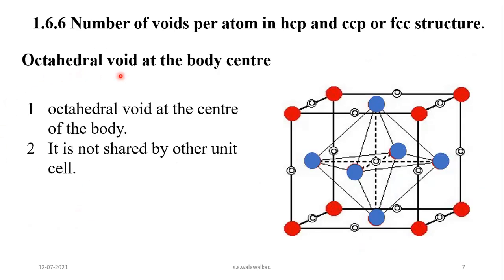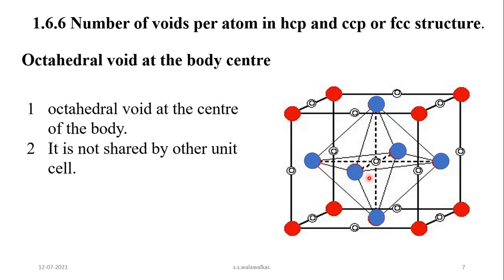Out of 4 octahedral voids, 1 is at the center of the body and 3 are at the edges. The octahedral void which is present at the center of the body is not shared by any other unit cell. And how it is formed, see here. The blue colored spheres indicate the face centered atoms. So these face center atoms 1, 2, 3 and 1, 2, 3. The empty space between these 6 spheres is called an octahedral void.